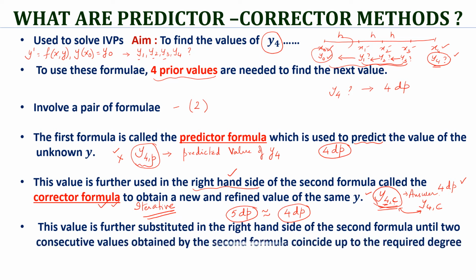So what have I written here? This value is further substituted in the right hand side of the second formula until 2 consecutive values obtained by the second formula coincide up to the required degree of accuracy. Now I will explain this by a flow chart in the next slide. You will get an idea, so keep the idea in mind when we do the problems. Further refinement will come when you use this rule in problems. Let's move to the flowchart and understand the scheme even better.